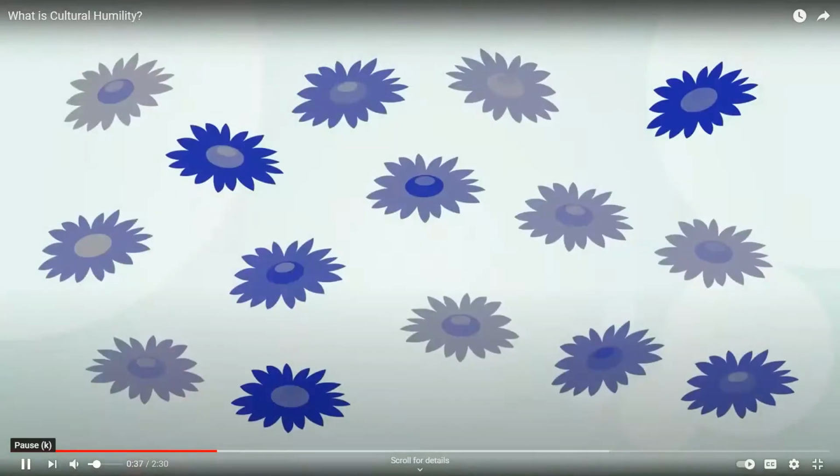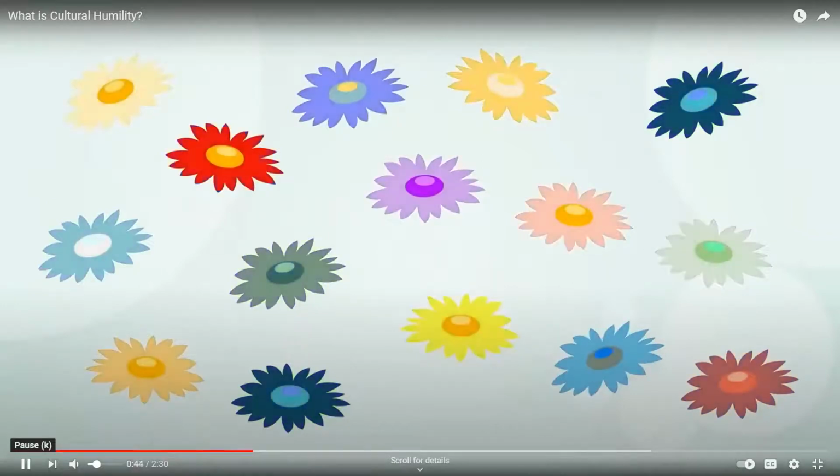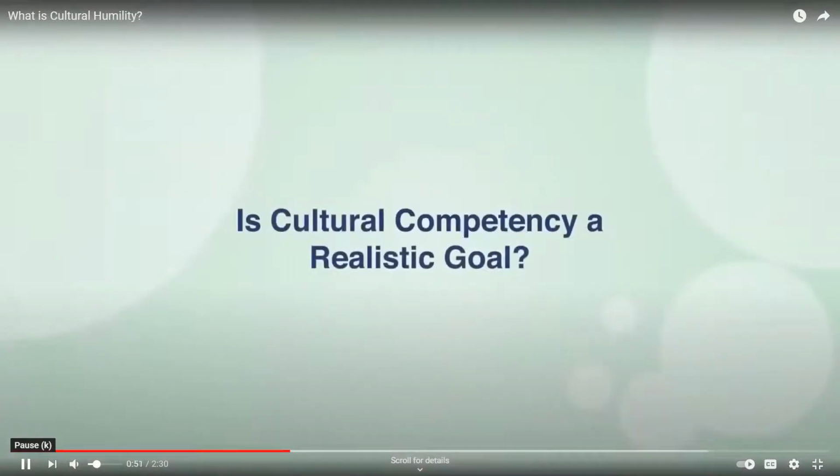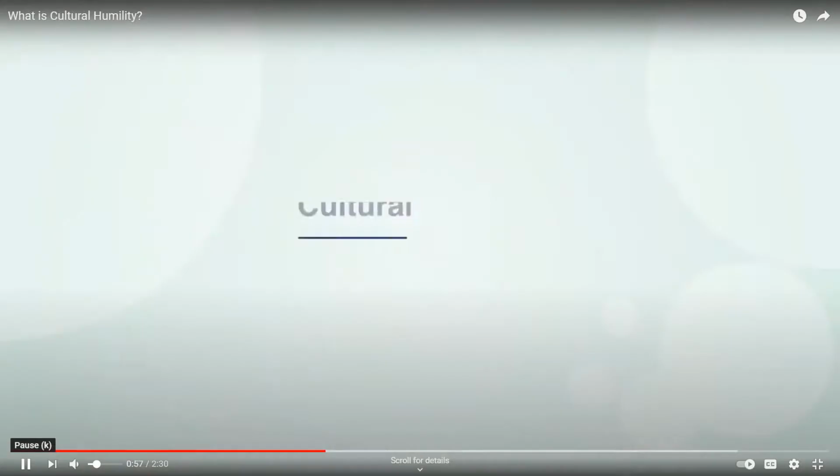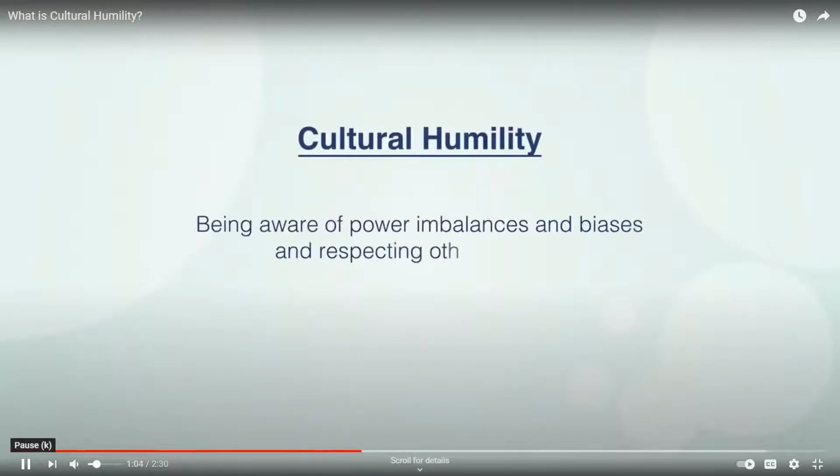At face value, cultural competency sounds ideal, but it may actually lead us to rely on generalizations about certain groups rather than recognizing the uniqueness of each individual. We also have to ask ourselves, is it realistic or even possible for people to learn everything about other cultures and become completely bias-free? That's where cultural humility comes in. To be culturally humble is to be aware of social power imbalances, respect other people's values and beliefs, and continuously reflect on your own biases.